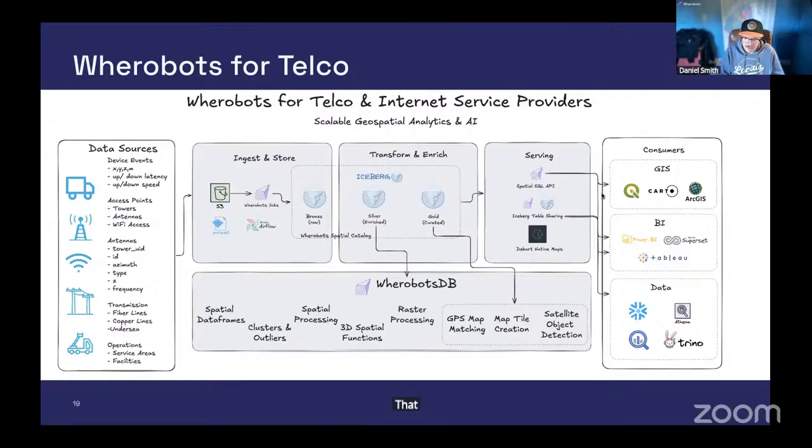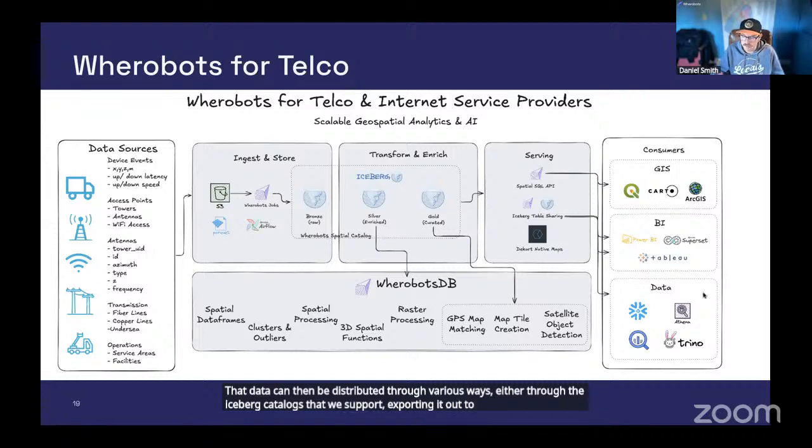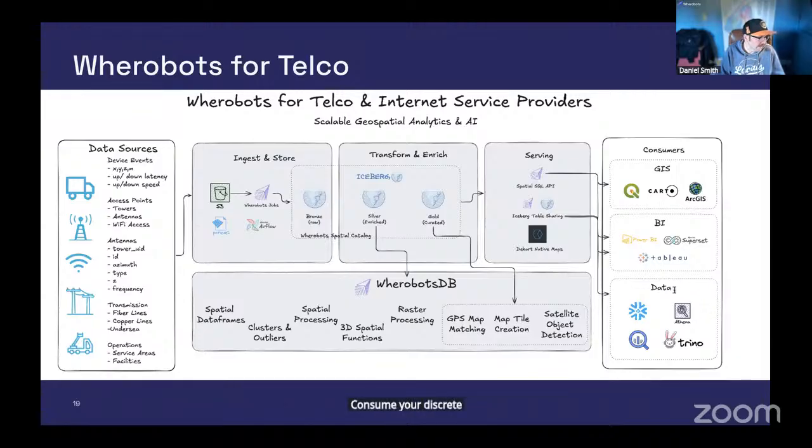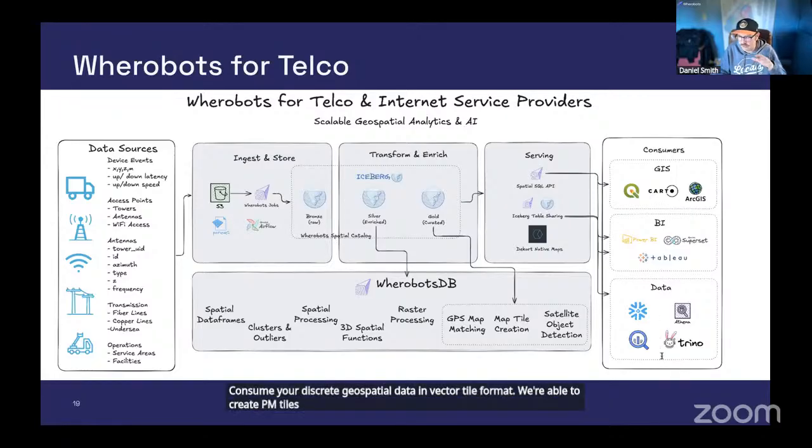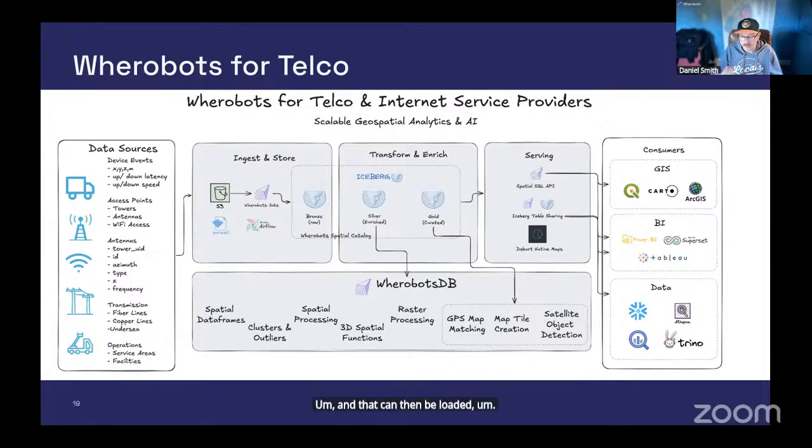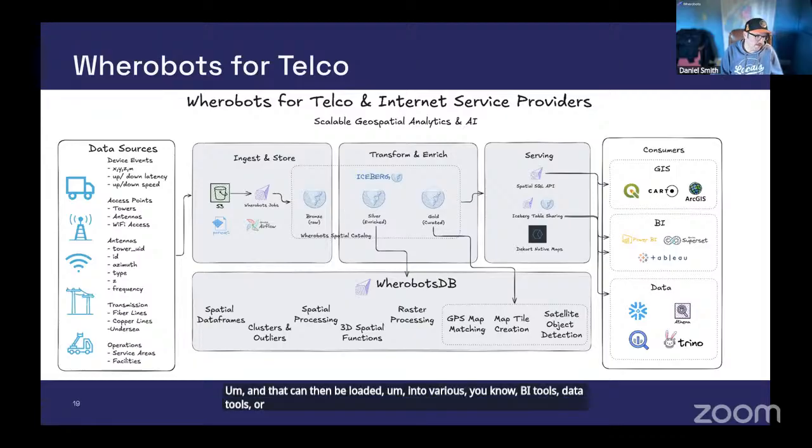That data can then be distributed through various ways, either through the Iceberg catalogs that we support, exporting it out to Parquet or GeoParquet, GeoJSON, or even cutting PMTiles. If you consume your discrete geospatial data in vector tile format, we're able to create PMTiles, which is a structured archive version of vector tiles. And that can then be loaded into various BI tools, data tools, or any other type of GIS consumer, like we're going to see here in a minute with Kepler.